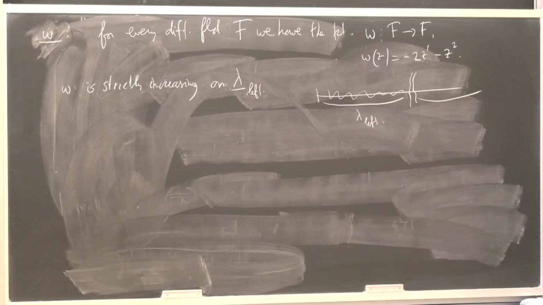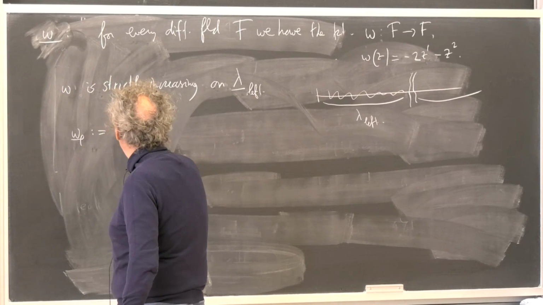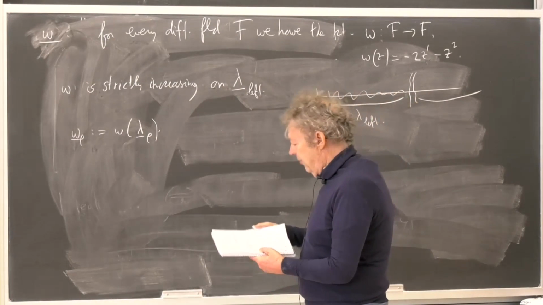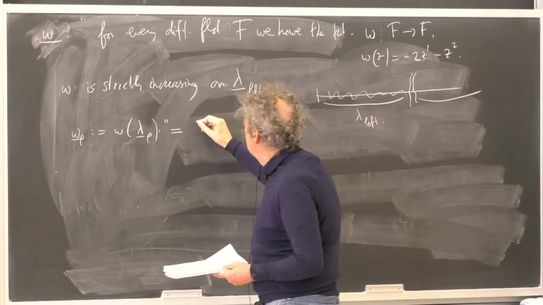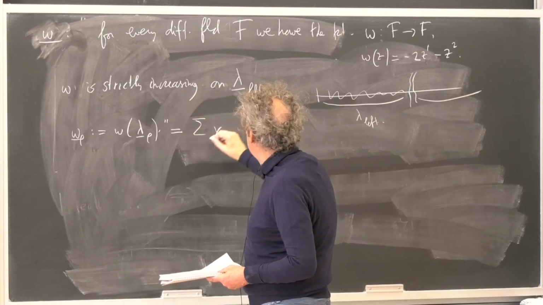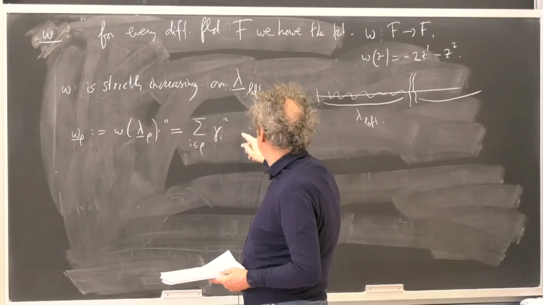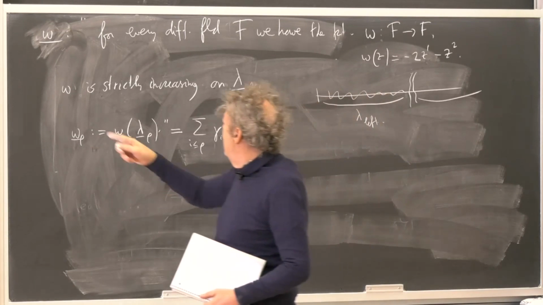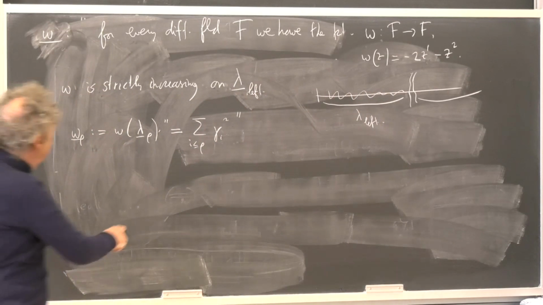And now we simply say, for a Hardy field or an H field, omega rho is the value of lambda rho when you apply the function omega to it. Symbolically, this looks like the sum of the gamma_i. Lambda rho was the sum of the gamma_i for i less than or equal to rho, but omega rho is the sum of the gamma_i squared.